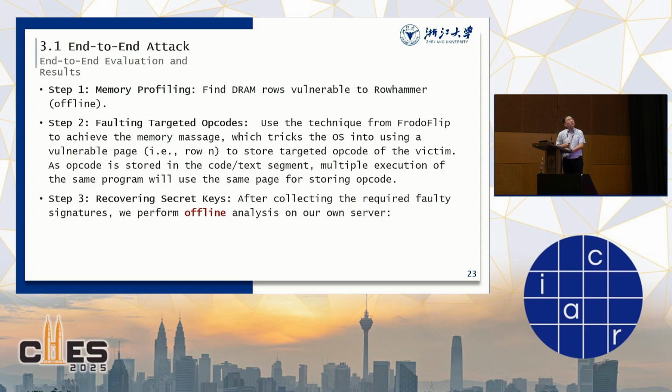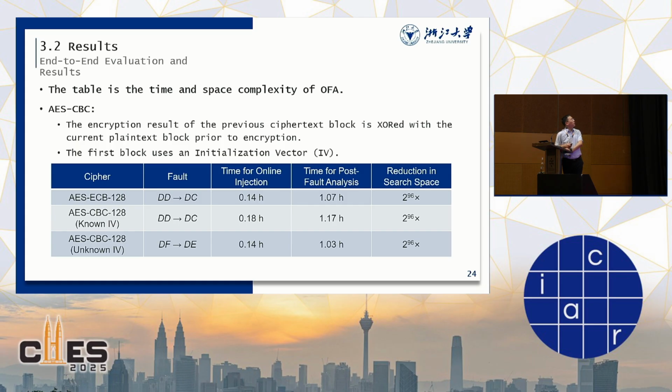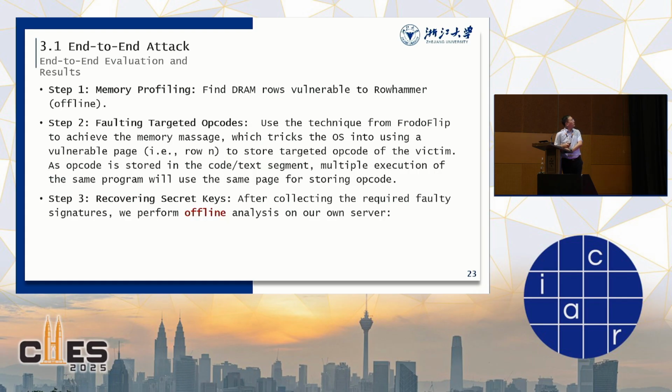The second step is to put the page that contains the opcode there and do the Rowhammer on it. Basically, you try to fault the opcode. And the last step is to recover the keys. How to recover them, I already mentioned in the previous slides.